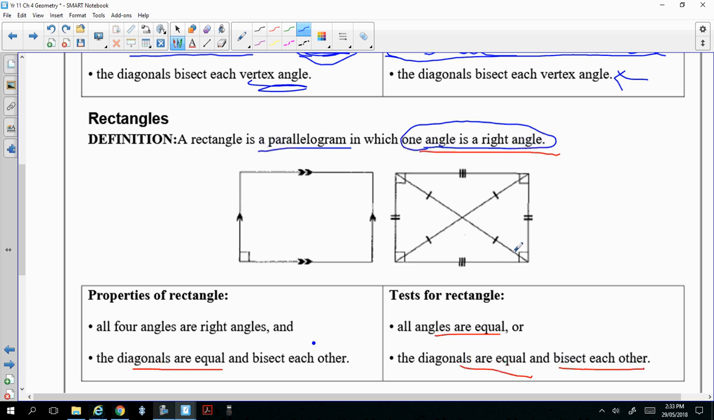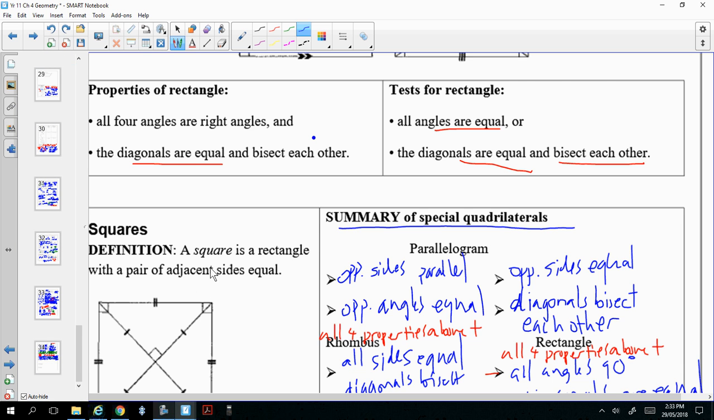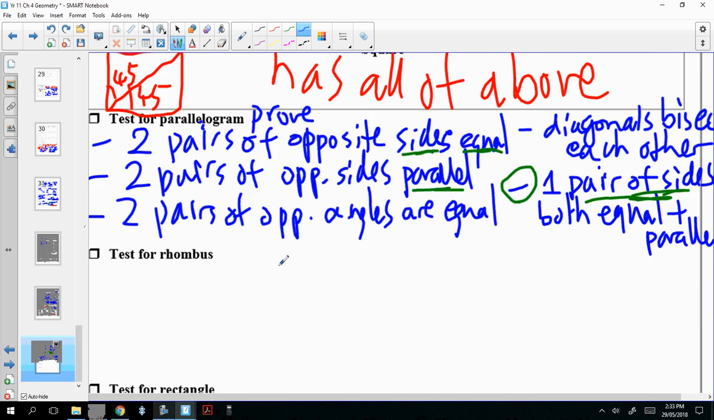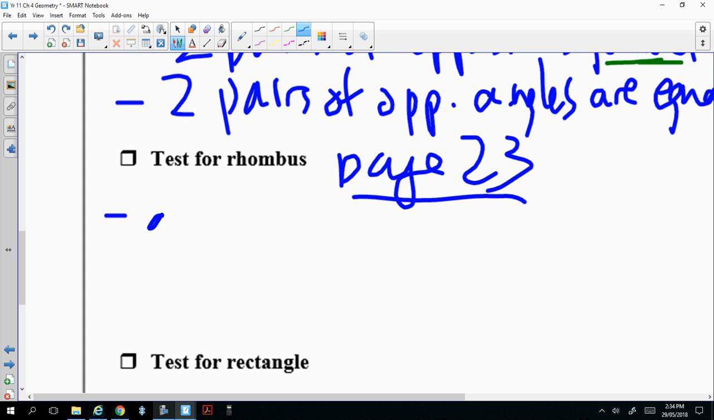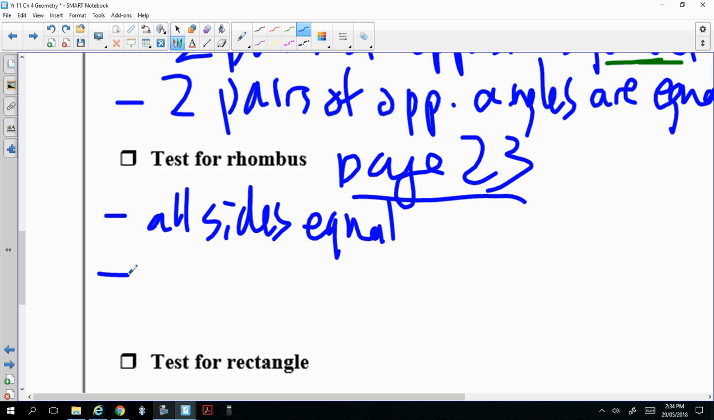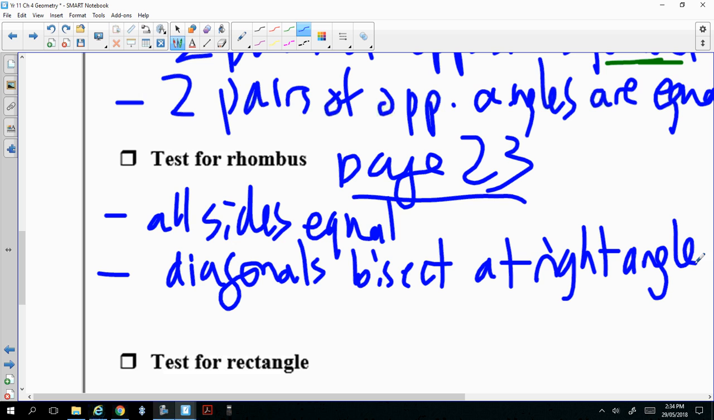So let's write them down. All sides are equal. And diagonals bisect at right angle. Or the diagonals bisect the vertex angle. That's the longest to prove. Bisect each vertex angle. What else are there?